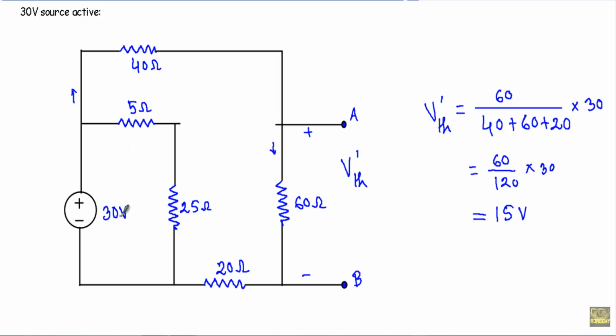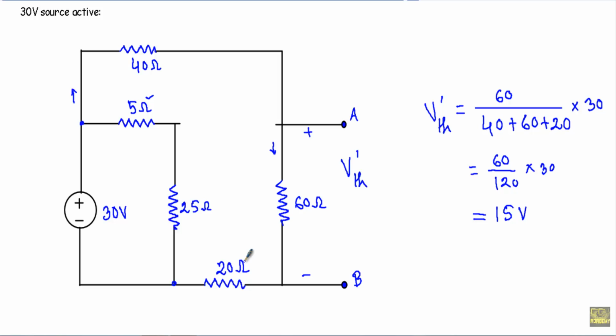Now you will see this 30 volt source will be applied across two parallel branches. The first branch is formed by this 5 ohm and this 25 ohm resistor, and the second branch is formed by this 40, 60 and this 20 ohm resistor. That means 30 volt will be dropped across this 40, 60 and this 20 ohm resistor.